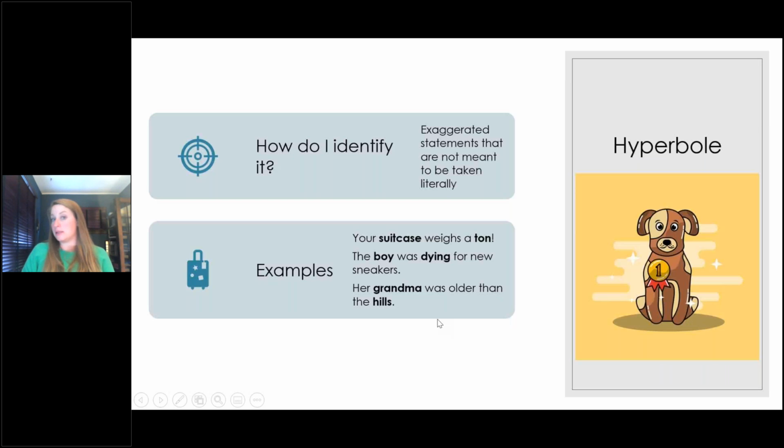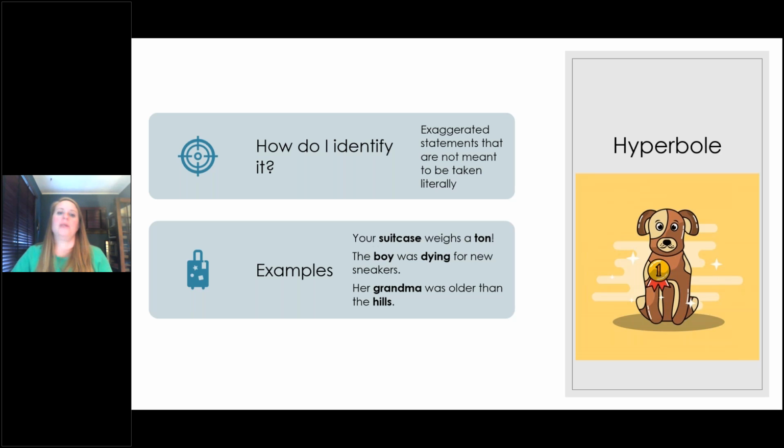So our next literary device, an example of figurative language, is hyperbole. How will we know that we find it when we're reading? Well, basically we'll find exaggerated statements that typically aren't meant to be taken literally. They're pretty over the top kinds of things. So for example, if we said your suitcase weighs a ton, that is 2,000 pounds. So the chances of someone's suitcase weighing that much probably are pretty slim.